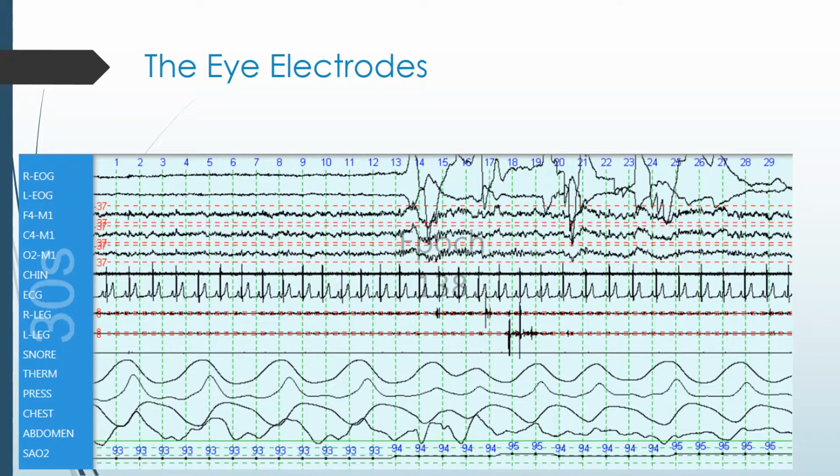This is an epoch of stage R, which is otherwise known as stage REM. This is your lightest stage of sleep. This is your dreaming sleep. This is when your brain is highly active, but your muscles are paralyzed. Your chin is very quiet right now, and you see your eye movements moving around in the head very rapidly. So let's take a look at what that means and how this system does this. Let's go to the next slide.